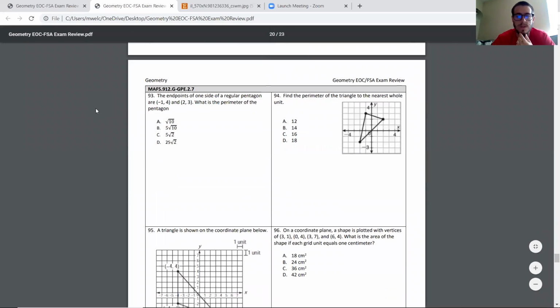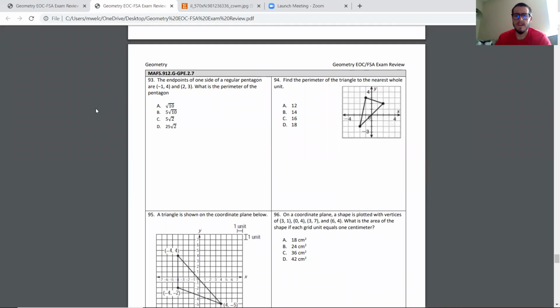Okay, now we're going to take a look at number 93. 93 is the next one. These are all kind of questions along the same lines, having to do with distance and perimeters of things and ratios of distances, et cetera, and so forth. Number 93 says the endpoints of one side of a regular pentagon are (-1, 4) and (2, 3). What is the perimeter of the pentagon?